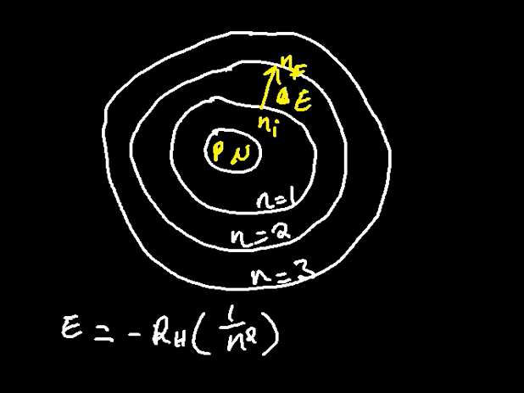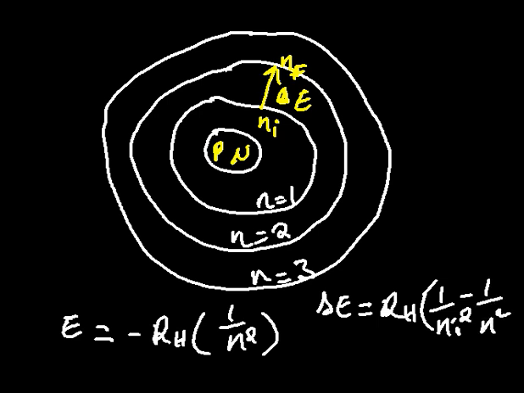So now the energy difference will be given as the change in energy, which is equal to RH, Rydberg's constant, times 1 over the initial energy level squared minus 1 over the final energy level squared. And this is the formula used whenever we want the energy difference between two energy levels. So keep that in mind. And basically you have to understand that this change in energy is also equal to hν.